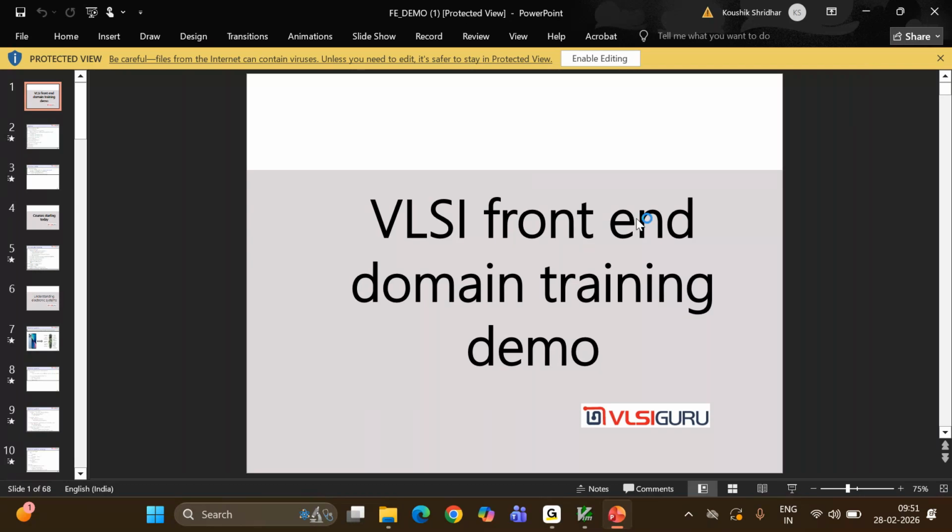We'll also understand what job opportunities are present for the front end as well as for the back end. We'll take a SOC, a project, and discuss where the front-end role comes in and where the back-end role comes in. I'll also discuss the institute facilities provided and how the institute helps you in getting a job. All those things I will explain in today's demo session.